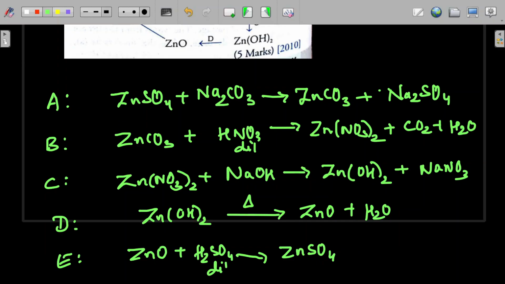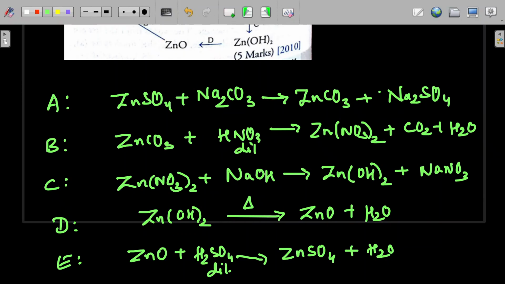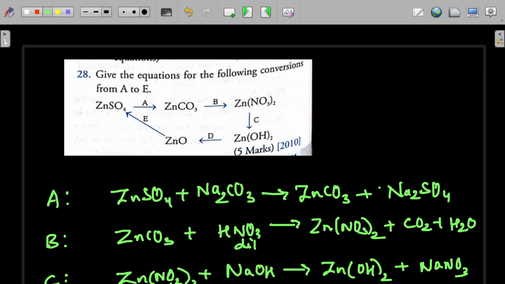H2SO4, na. So base plus acid gives you salt and water. Zinc sulfate is a salt and H2O is water. ठीक है ना? SO2 you can't use here, it is a gas. चलो.